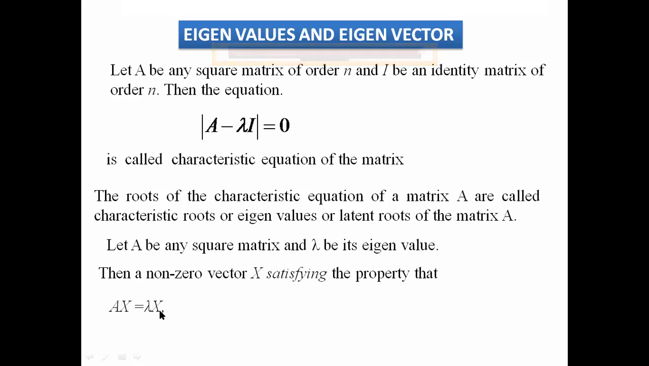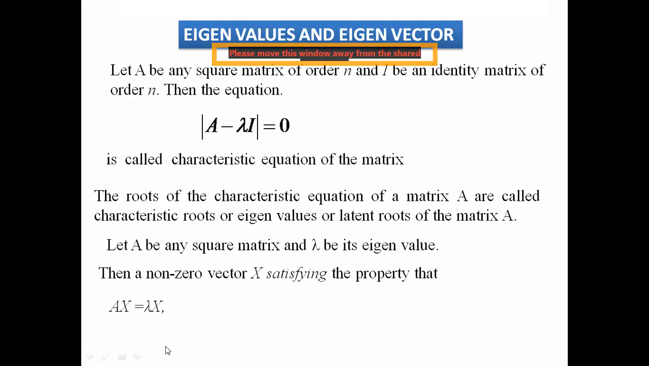That means when you get a column matrix, if we take the common factor outside, we get again the same column matrix itself. If this is satisfied, then this column vector capital X is called an eigenvector of this matrix. So that is the simple definition of eigenvalues and eigenvectors.